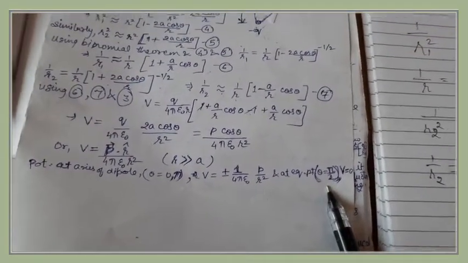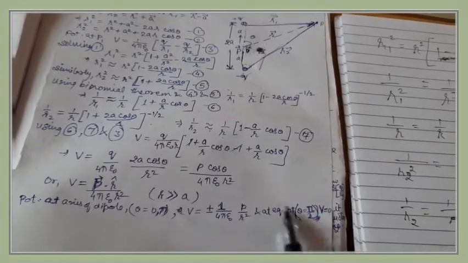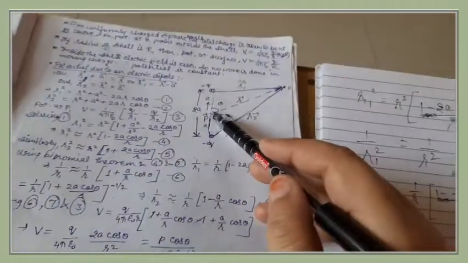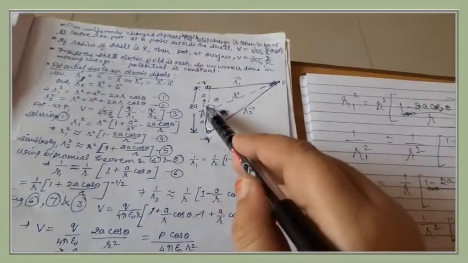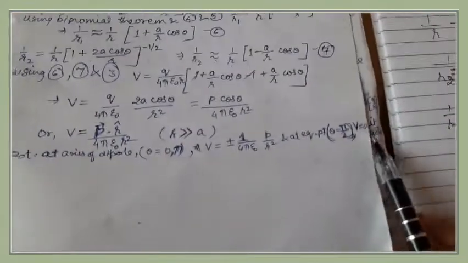Now when theta is 90 degrees, it is an equatorial point, and cos 90, cos pi by 2, is 0, so the potential becomes 0. So at an equatorial point, on a line perpendicular to the axis of the dipole, the potential is 0.